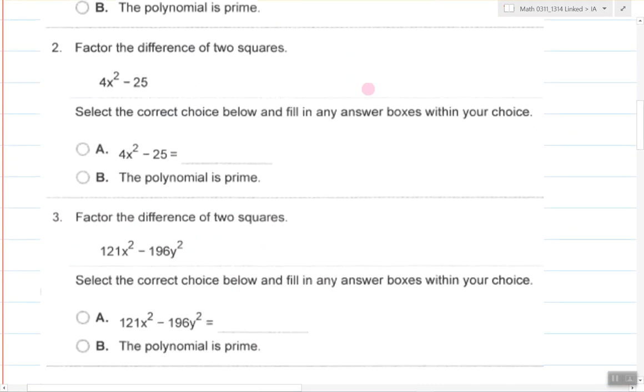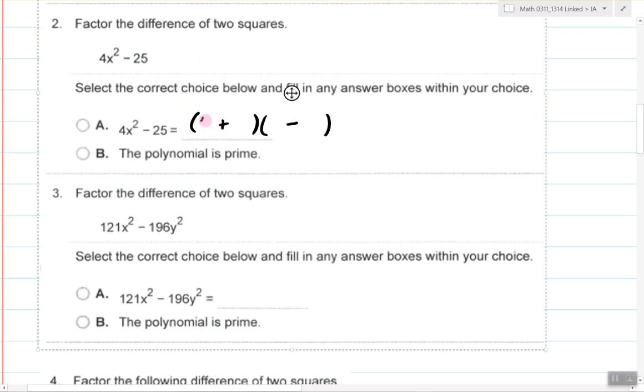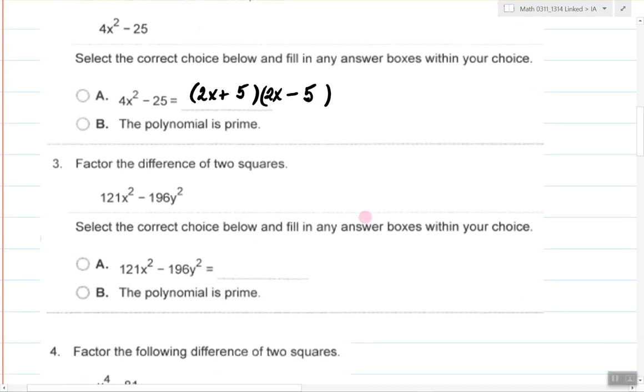Let's look at number 2. Is there a GCF? No. How many terms? 2. Is the first term a perfect square, 4x squared? Yes. Is the second term a perfect square? Yes, 25. Is it minus? Yes. Then the factors, and I'm going to write them down here this time. One plus, one minus. It doesn't have to be the plus first. It's just what I'm used to doing. So I will get 2x in the first spots because that's the square root of 4x squared. And then it will be plus 5 and minus 5. Next one.